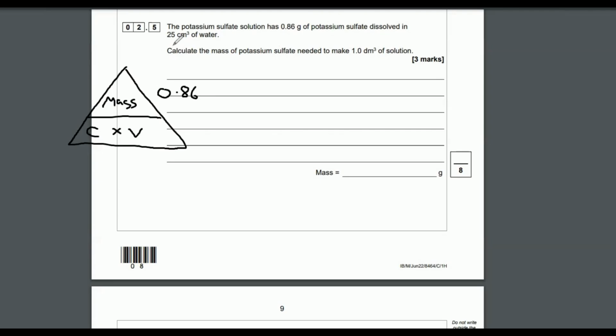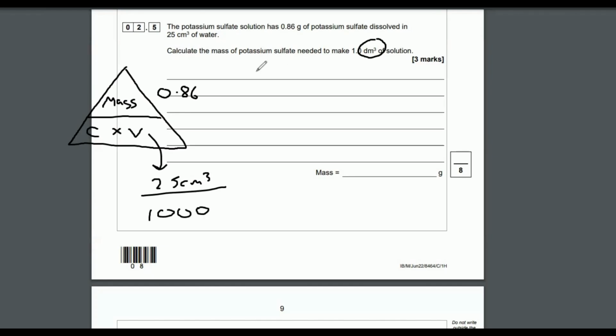And I know my volume is 25. Calculate the mass of potassium sulfate needed to make 1 decimeter of solution. So what I need to do here is work out my concentration, and that will be the answer essentially. I have 25 centimeters as my volume. We have a problem. In chemistry, we use decimeters. I need to convert this into decimeters, so I've got to do 25 over 1,000.